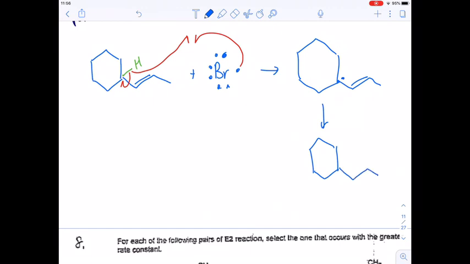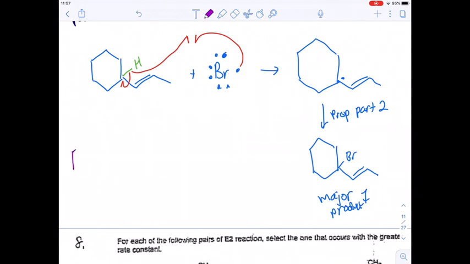And then in the second step of propagation, you're going to get the Br added to where the radical is. So the addition of the Br to this radical gives you major product 1. I'm going to call this propagation part 2. Gives you major product 1.